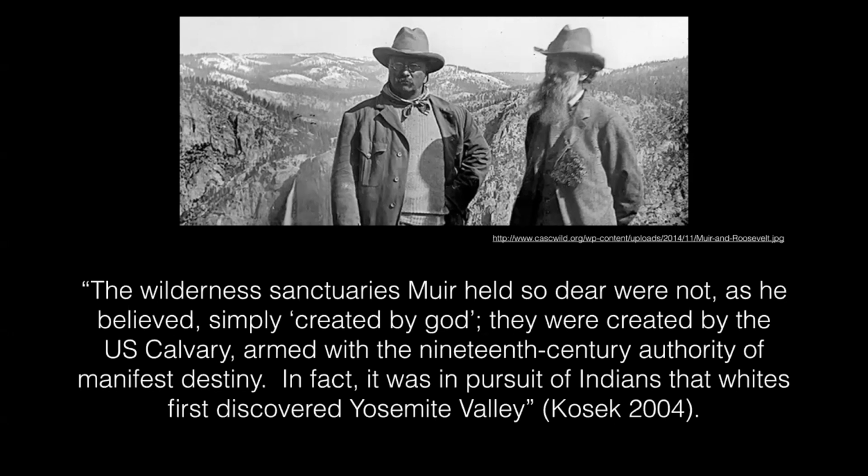It wasn't until the US cavalry was chasing Native Americans out of Yosemite that they found Yosemite Valley. And if you don't know, the word Yosemite comes from the tribe that was there in the valley, and the word Yosemite to them meant killers, and it's what they were screaming when the US cavalry was raiding their village site. So these wilderness sanctuaries that John Muir talked about were not created by God. They were created by the US cavalry, who violently removed Native Americans from their homelands.